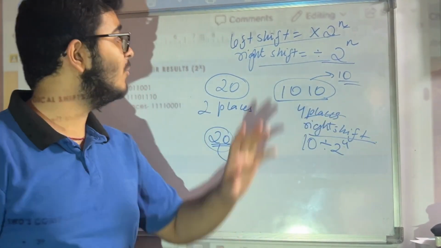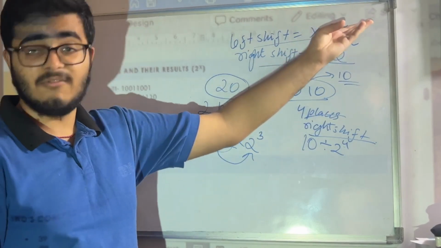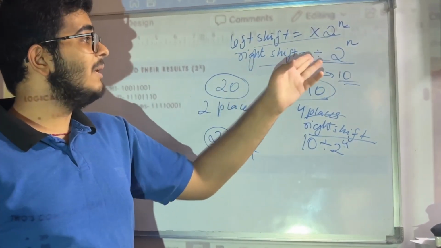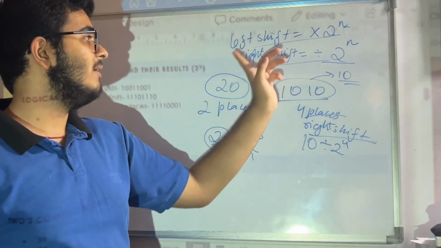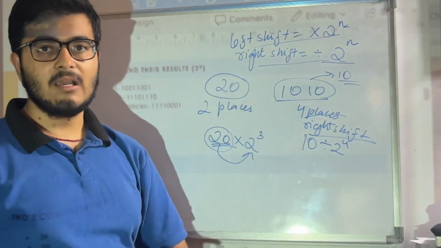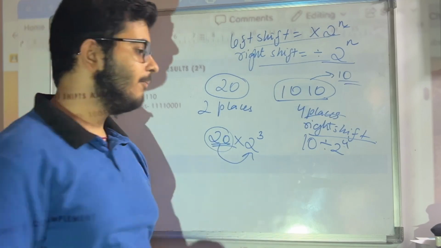That's the difference. Whenever we do a left shift, we multiply by 2 raised to the power the number of shifts. Whenever we do a right shift, we divide it by 2 raised to the power number of shifts. Here we multiply, here we divide. So left multiply, right divide. That's it. This is a logical shift, whatever you need to know.